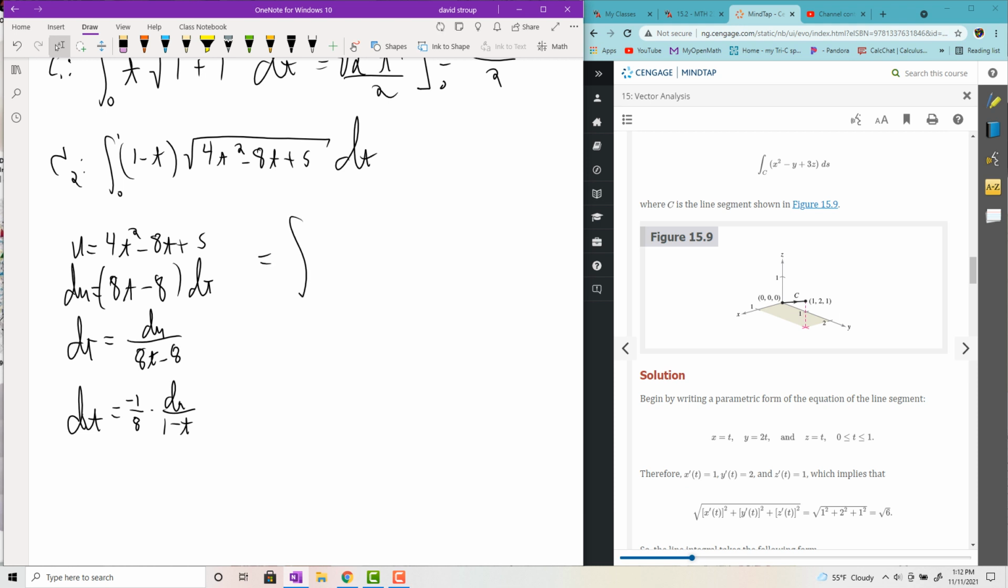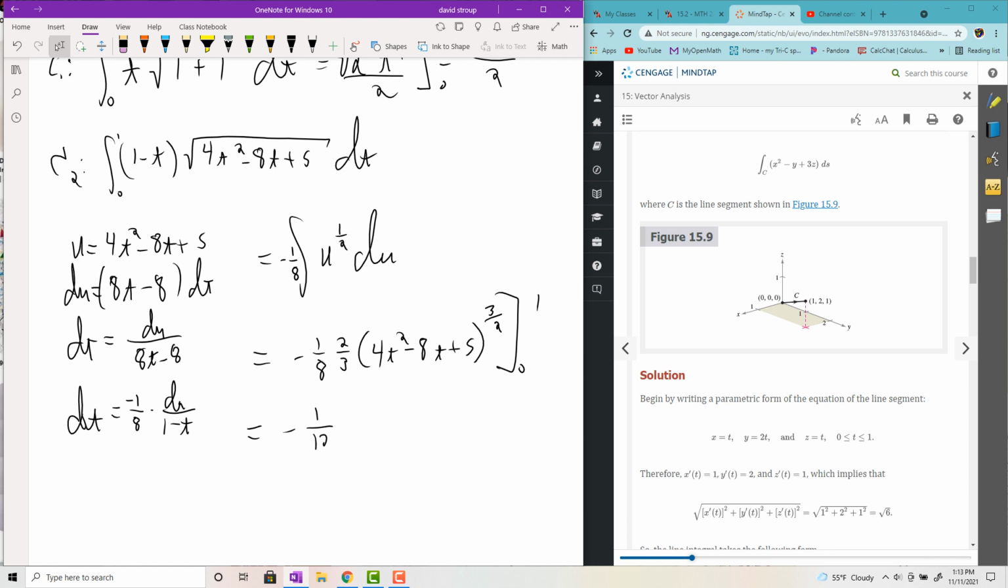Okay, so this would be the integral, pull out the negative 1/8, and then just have square root of u, so u to the 1/2 du. And then that would be negative 1/8 u, let's back sub 4t squared minus 8t plus 5 to the 3/2 times 2/3, evaluated from 0 to 1. So negative 1 all over 12. So I get 4 minus 8 plus 5. So 9 minus 8 is 1. 1 to the 3/2 is just 1. Minus, plug in 0. I get 5 to the 3/2.